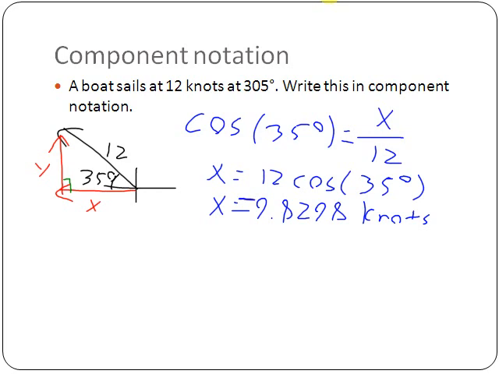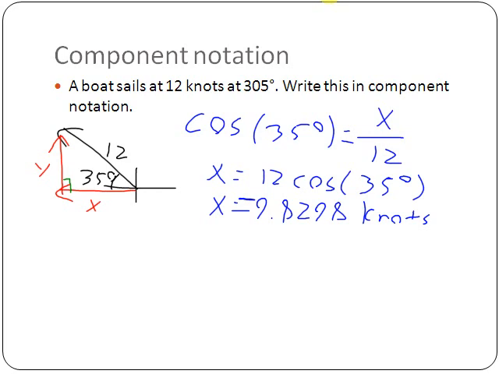And so in this case it's going to be negative 9.8298 because it's going in the negative x direction. It's easier to do that than it is to set up your angles and try using 305 for this. Just figure out your angles in the triangle, and then look at your diagram to see whether they're positive or negative. That's what I find to be the best way of doing that.